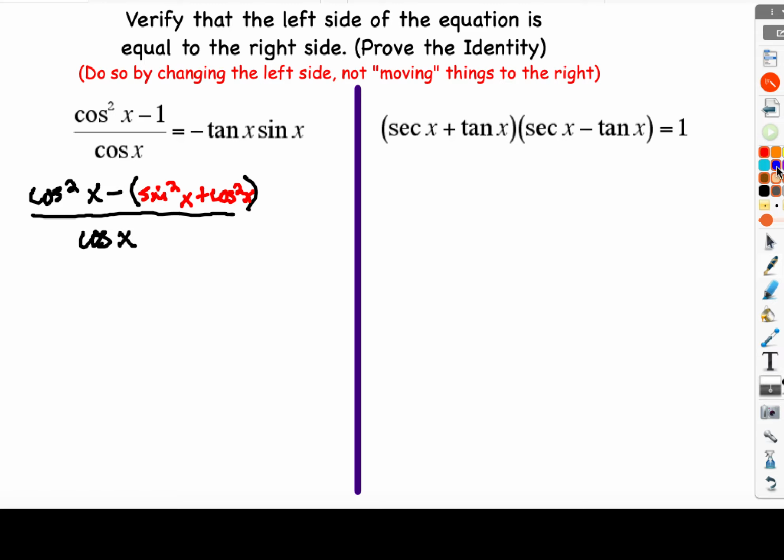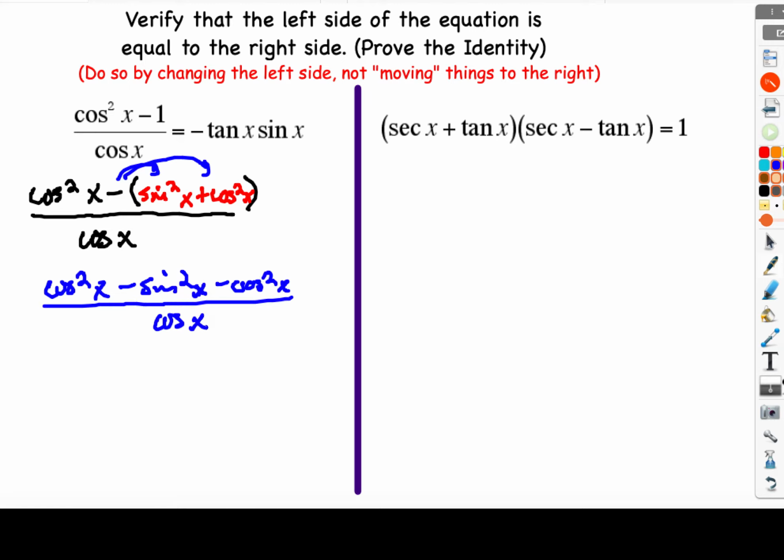If we just do a little bit of arithmetic, we take that negative and distribute it to both parts, right? That's just basic algebra. Cosine squared of x minus the sine squared of x minus the cosine squared of x. Again, I've got to distribute that negative. I worked so hard using those parentheses, so don't forget them. So again, we've got cosine squared of x minus sine squared of x minus cosine squared of x, all over the cosine of x.